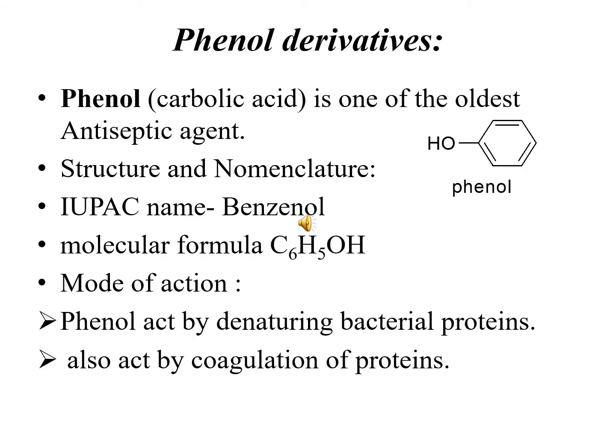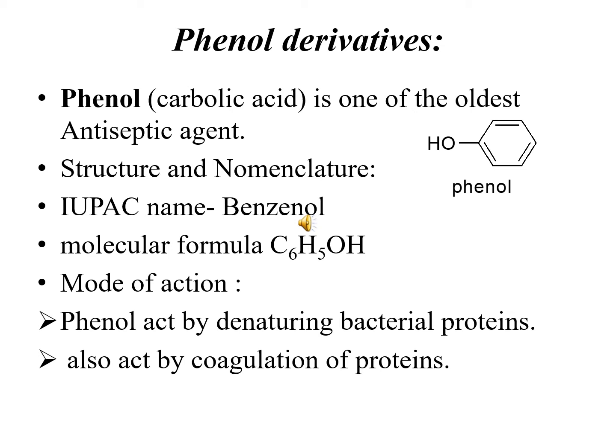Let us discuss the first class, that is phenol derivatives, and the compound is phenol. Phenol is also known as carbolic acid, and it is one of the oldest antiseptic agents. As we see the structure in the slide, the phenol structure contains a benzene ring and the hydroxyl group, which is present in alcohol also.